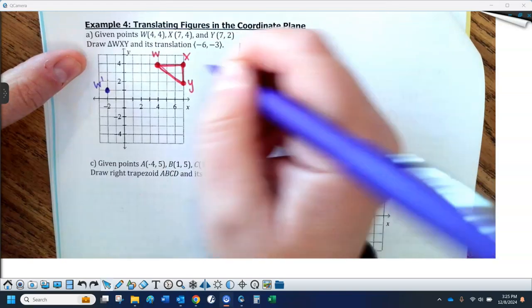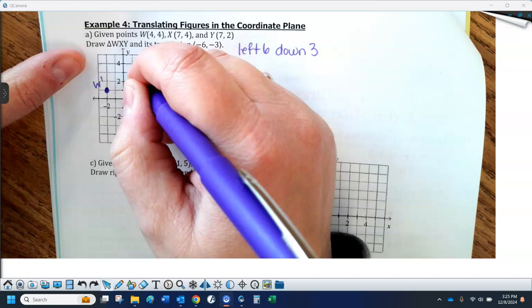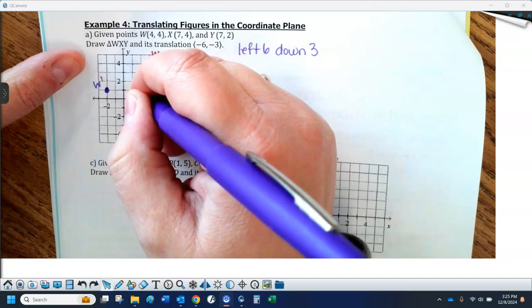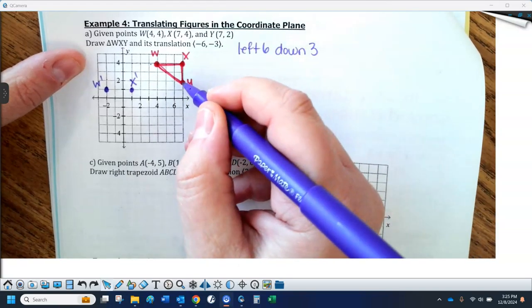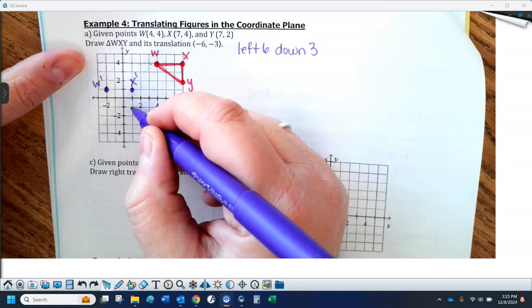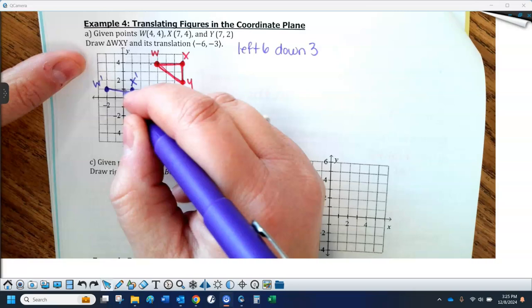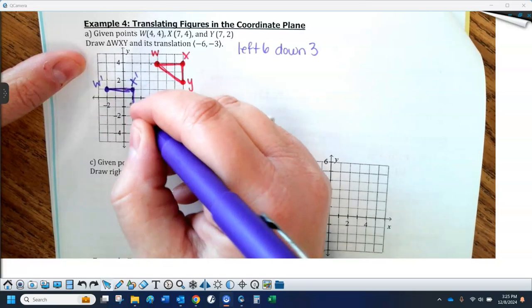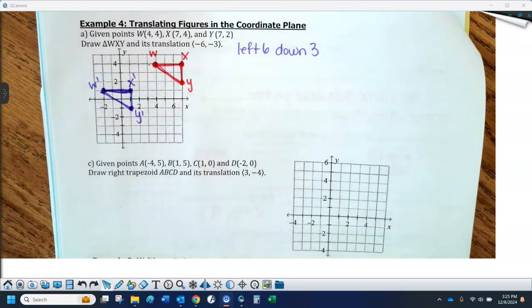So X prime, same thing. X is going to go over 6, 1, 2, 3, 4, 5, 6, and then down, sorry, down 3, 1, 2, 3. This is X prime. And then we'll do it one more time with the Y. So I'm going to go over 1, 2, 3, 4, 5, 6, and then down 3. And you guys will see these two triangles are congruent to each other. We're just scooching them left 6 and down 3.